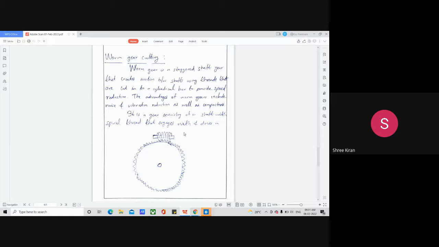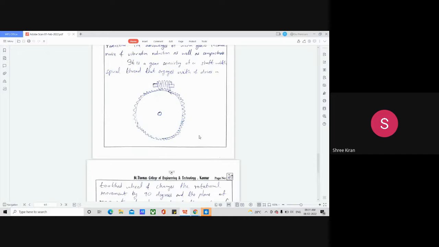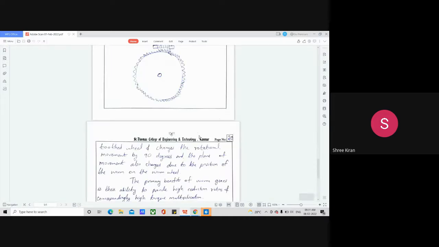The advantages of worm gears include noise and vibration reduction as well as compactness. It is a gear consisting of a shaft with spiral thread that engages with the drive, a toothed wheel, and also changes the rotational movement to an extent.